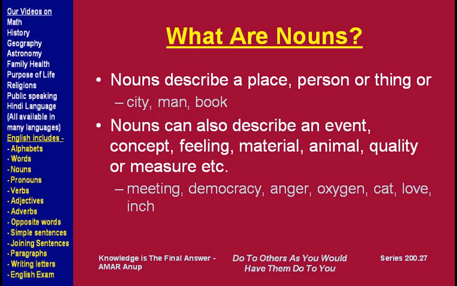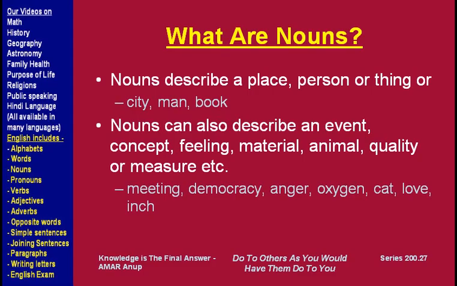So to understand a and an better, we must first understand what nouns are. We have a full presentation on nouns. We will only revise them quickly so we know where to use a and where to use an. By definition, nouns describe a place, person or thing. That is the first half of the definition.